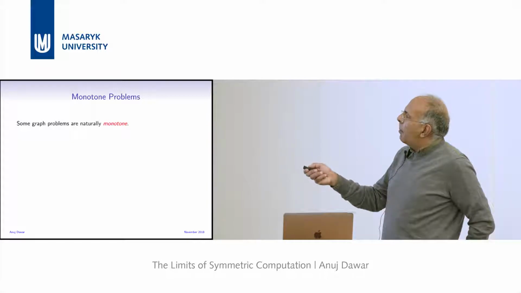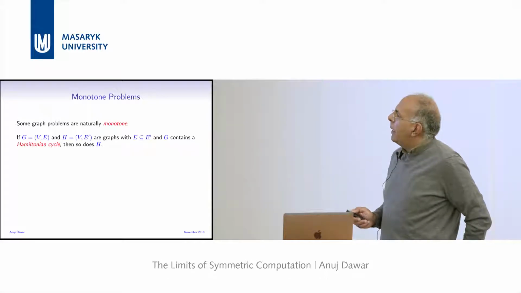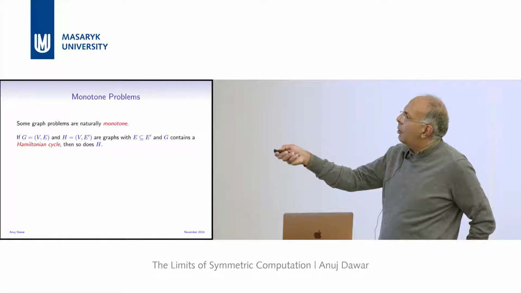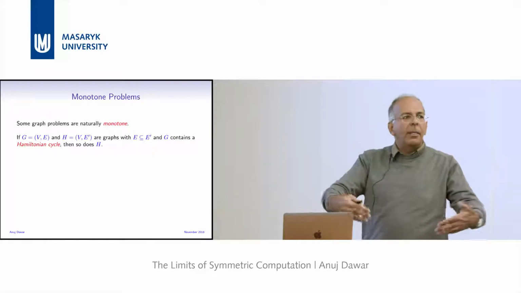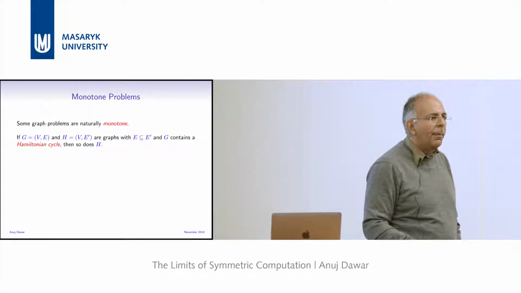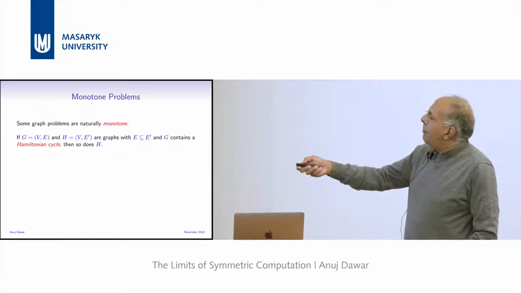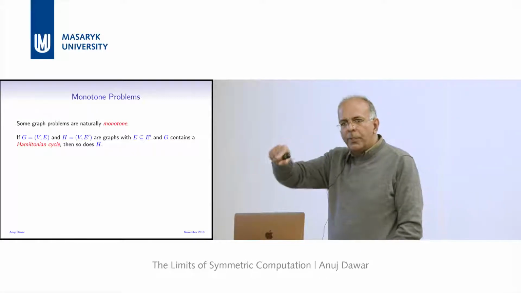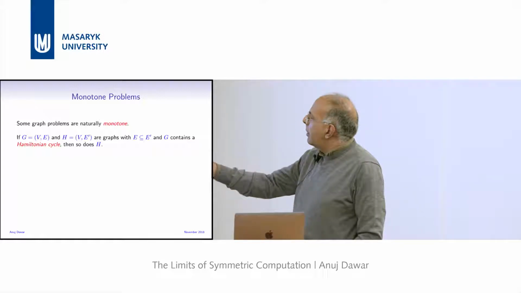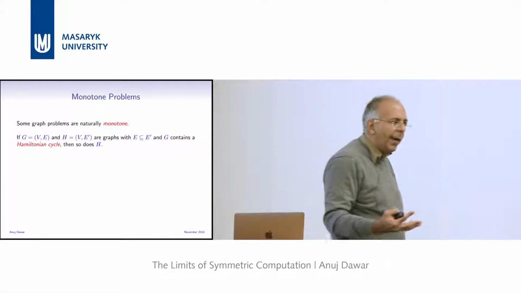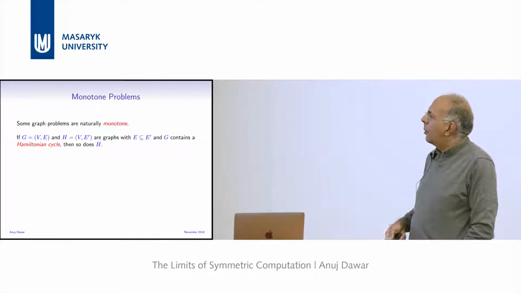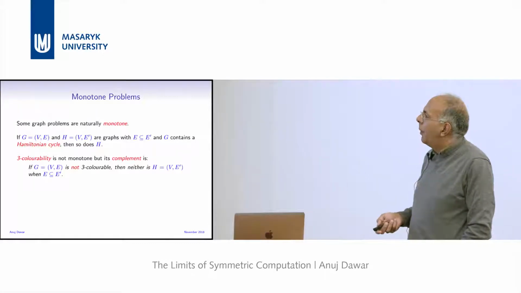Consider graph problems again. Some of them are naturally monotone. What does monotone mean? It means, for example, if I have a graph G and a graph H on the same set of vertices, but which has more edges, so you get H from G by just adding some more edges to the graph. Now, if G contains a Hamiltonian cycle, then so does H, because a Hamiltonian cycle is a cycle which visits every vertex exactly once. That doesn't disappear when I add more edges. So any graph which contains a Hamiltonian cycle, so does a supergraph. So we say the Hamiltonian cycle problem is monotone.